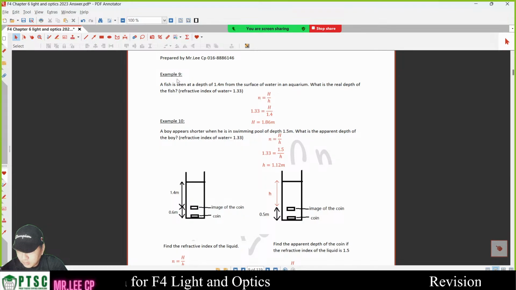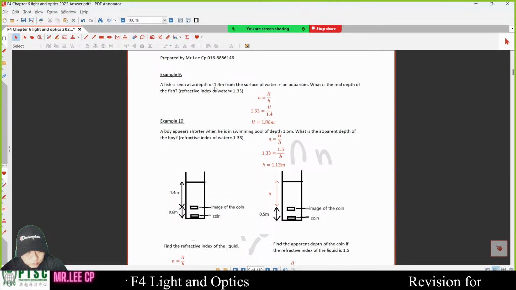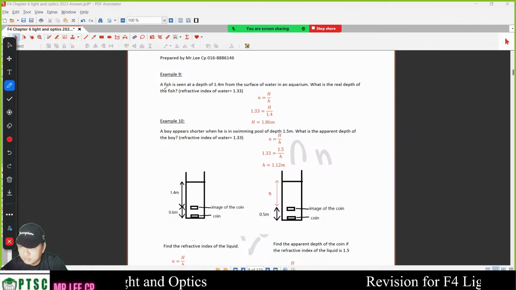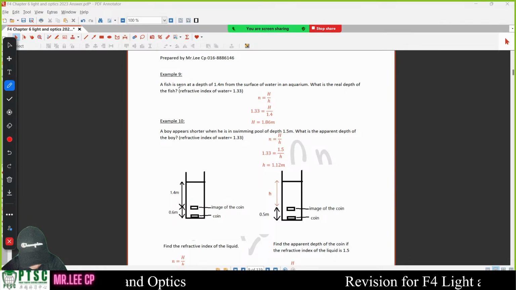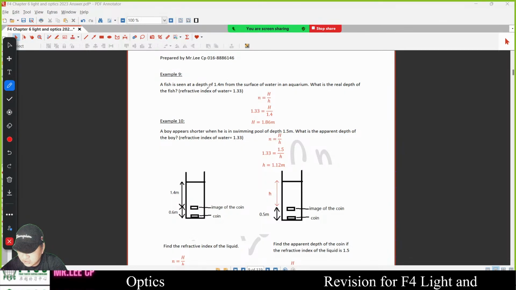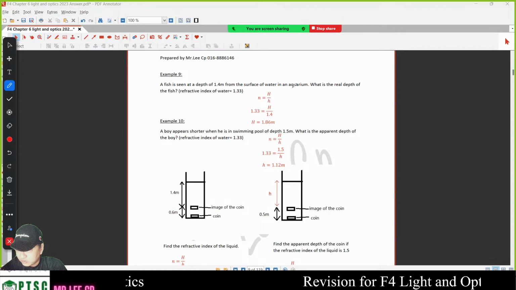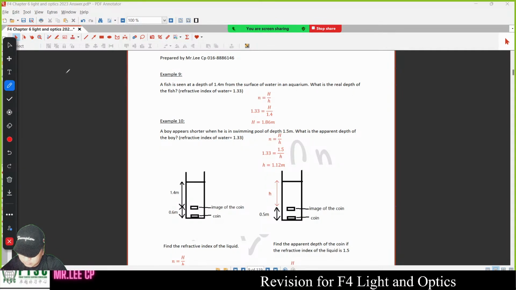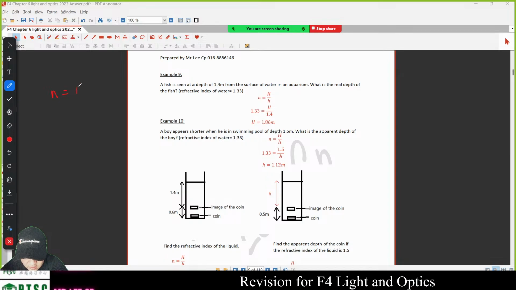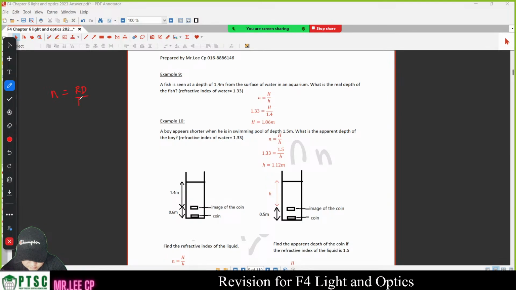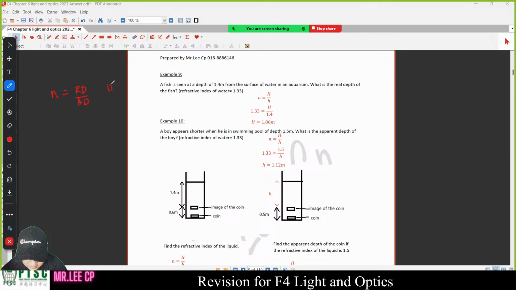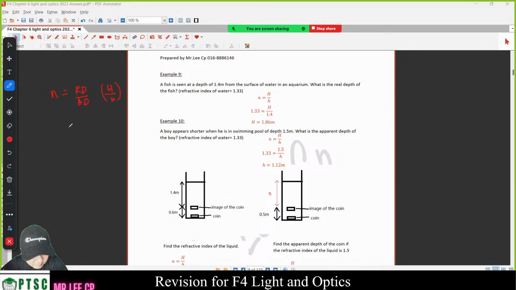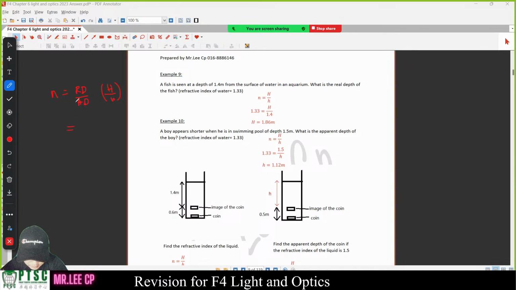All right. So we take one example, enough, sir. I am not going to take too many examples. A fish is seen at a depth of 1.4 from the surface of water in the aquarium. What is the real depth of the fish? So n is equal to real depth over apparent depth. I seldom use h over h. I write real depth over apparent depth.